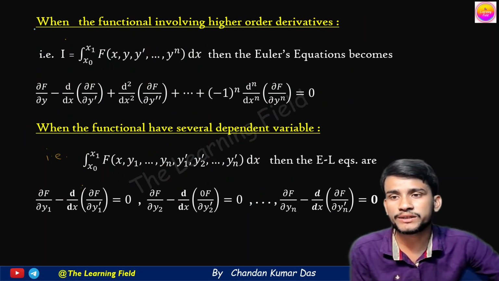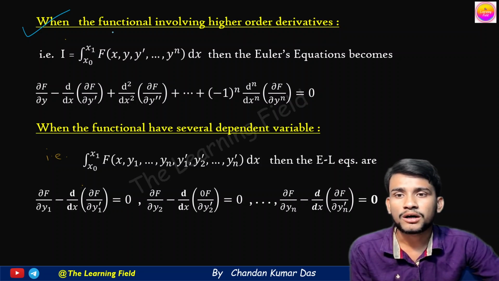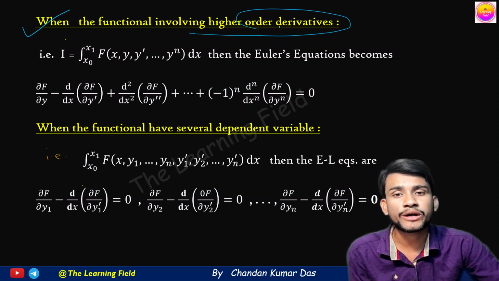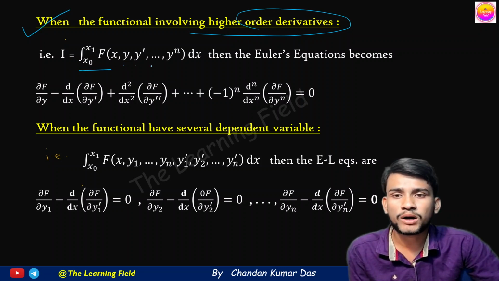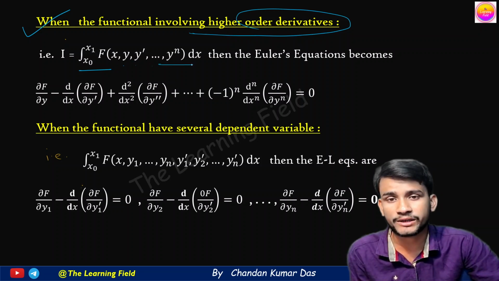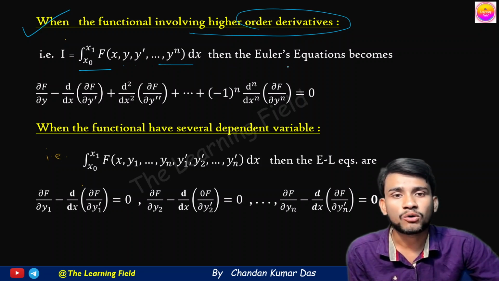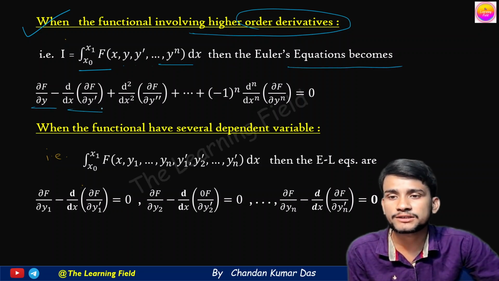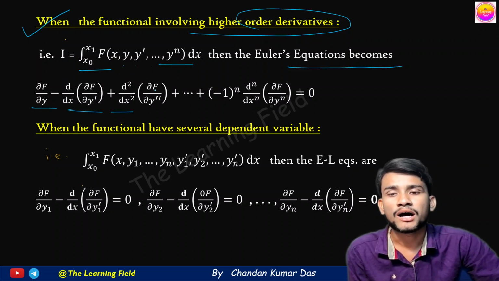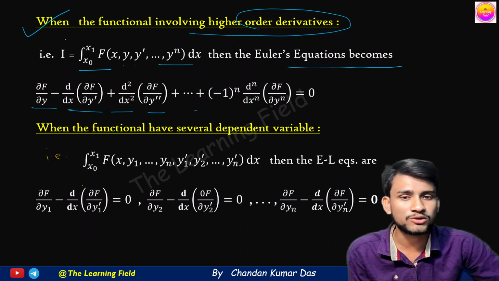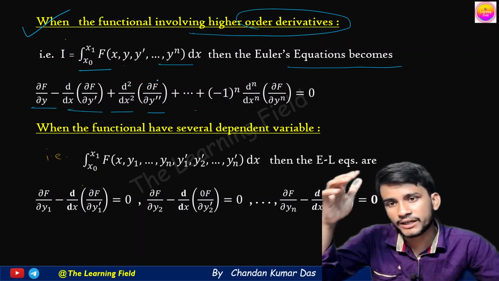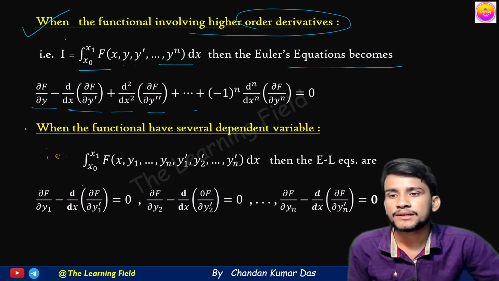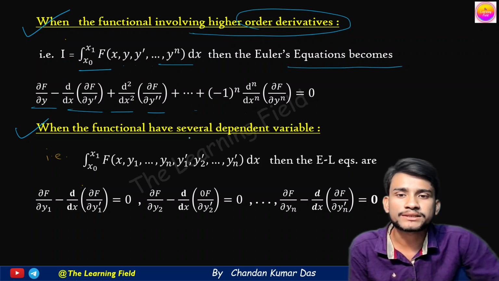Now here we read two other cases. In case the functional involves higher order derivatives, suppose I = ∫ from x0 to x1 of f(x, y, y', ..., y^(n)), with the nth order derivative included in the functional, then the Euler equation becomes ∂f/∂y − d/dx(∂f/∂y') + d²/dx²(∂f/∂y'') − ... + (−1)^n d^n/dx^n(∂f/∂y^(n)) = 0. That is, the signs alternate between minus and plus, and in each term the order of the derivative increases by one.